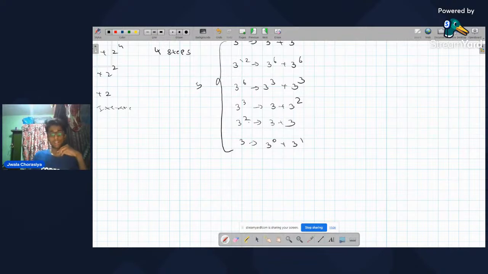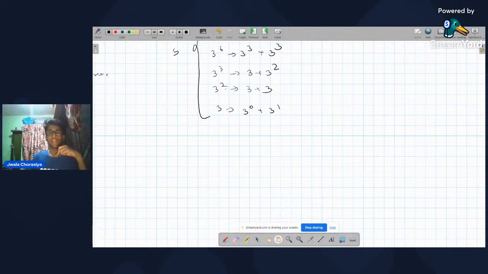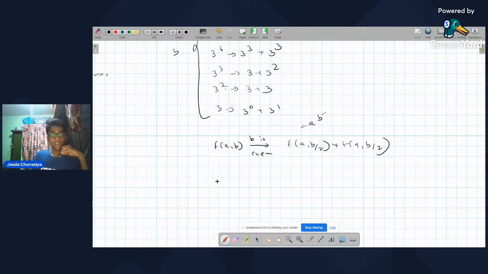So when I say, you all would have learned these things in your 11th, 12th, JEE Advanced, whatever. So when I say f of a comma b, we basically define a to the power b. That's my base and this is my power. When b is even, can I write it as f of a comma b by 2 into f of a comma b by 2? But when b is odd, I have to write it like this: a into f of a comma b by 2 into f of a comma b by 2.